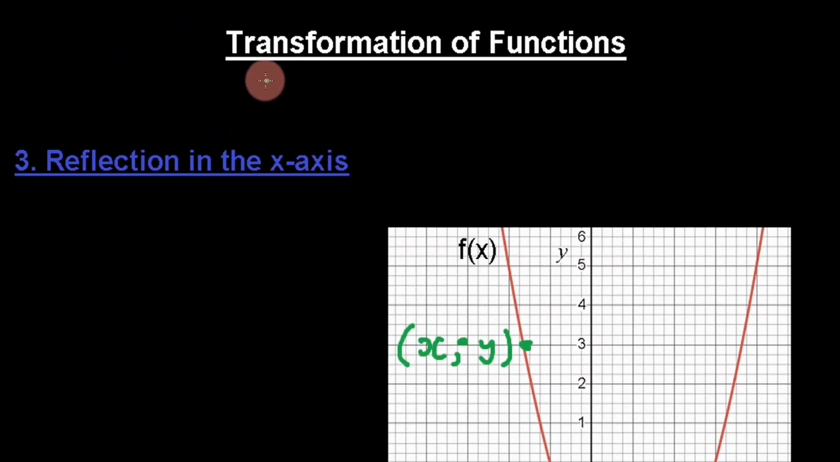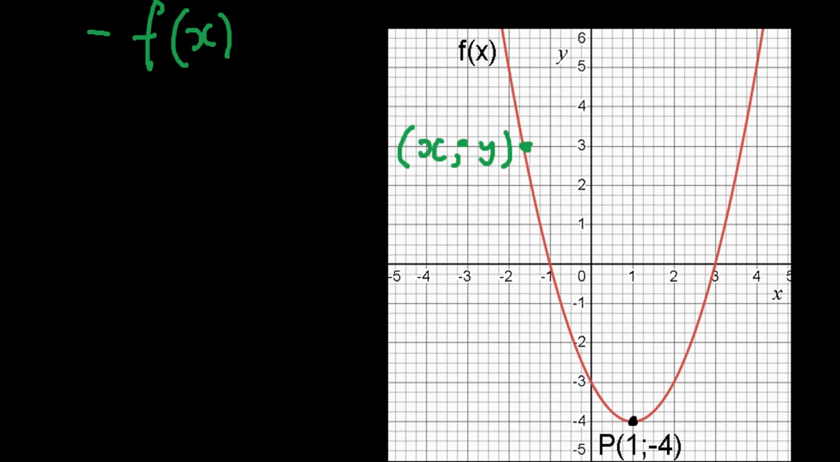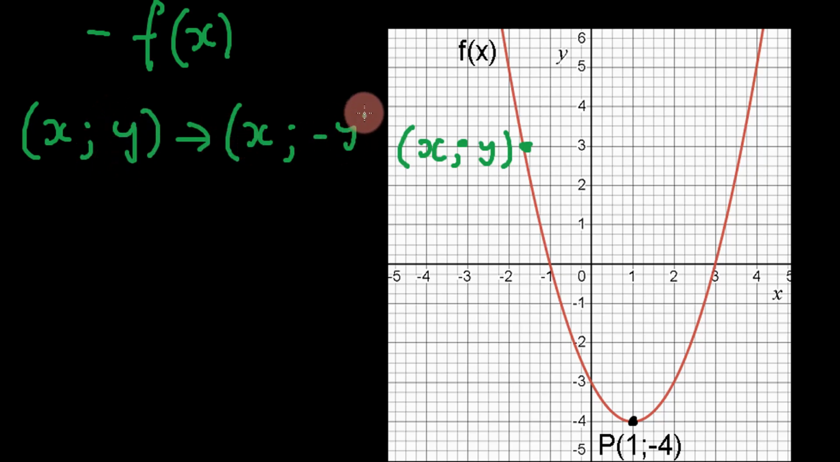Then we also want to look at a transformation that is known as a reflection in the x-axis. Now, this transformation has the form negative f of x. Remember that f of x refers to the y values. So under this transformation, all our y values will change sign. So if we take any point x, y on the graph of f of x, it will be mapped to a point x, negative y. Our x's will remain the same, but our y's will change sign.